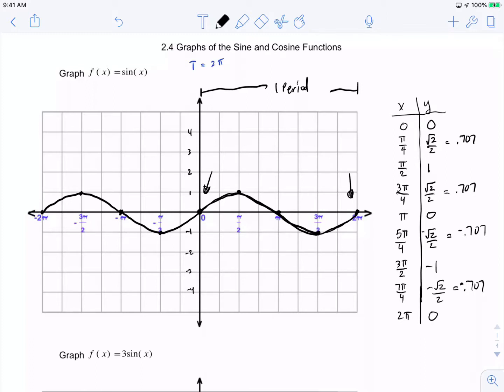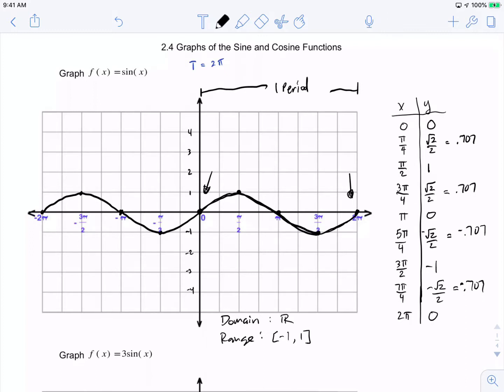Now, a couple of things that you want to know. The domain of sine is going to be all reals. And the range for it, remember that the range is the y values. So the lowest y value that we can have is -1, and the highest y value that we're going to get is 1. So it's kind of restricted, right? It's going to stay in that range and oscillate up and down from -1 to 1. And that's the graph of sine of x.